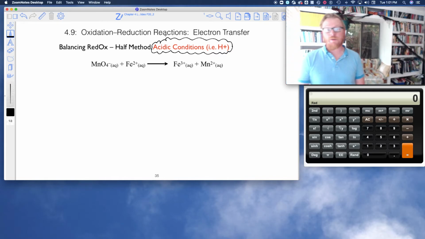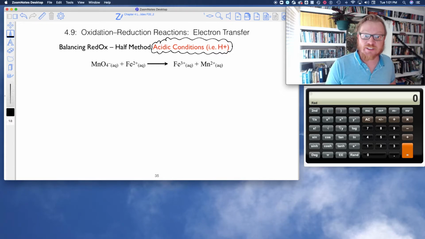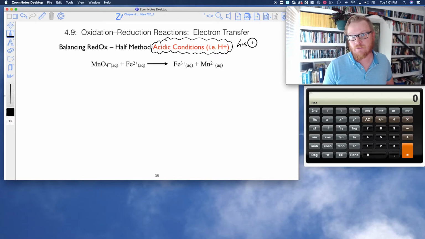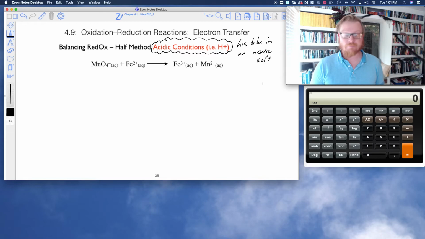Okay, we were told this is an acidic condition. So in other words, that means that in order for this reaction to be a redox reaction, it has to be in an acidic solution. And you wouldn't have known that yet, okay, beginning chemistry student. But now we're telling you, okay, we can balance this reaction, but it has to be done in acidic conditions. How are we going to do it?